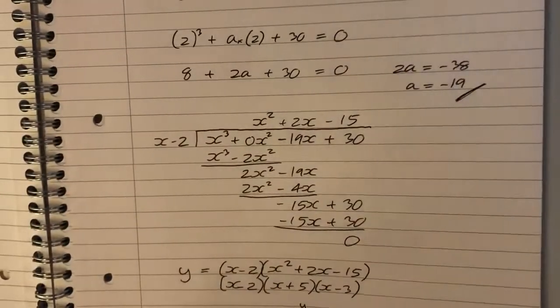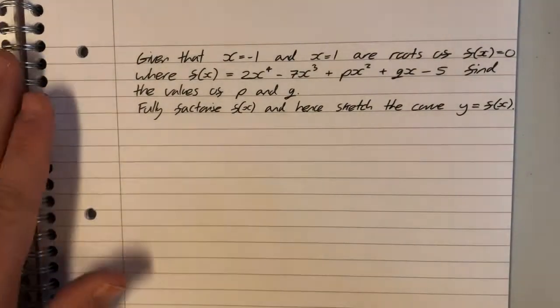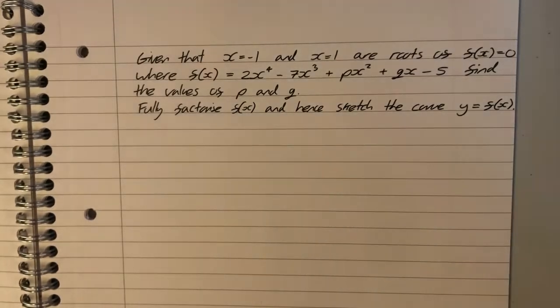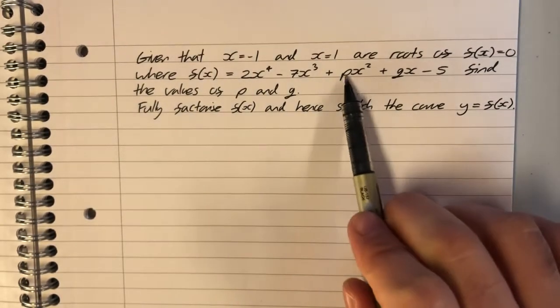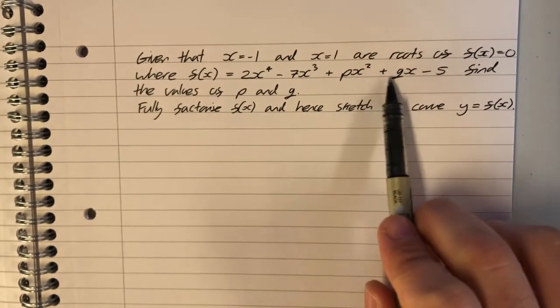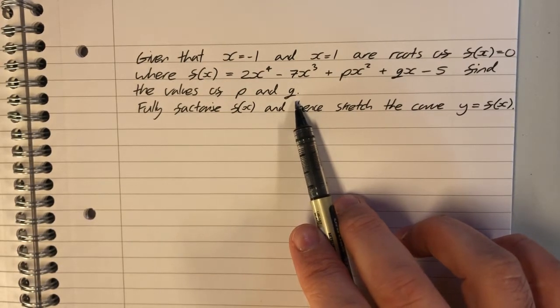Question 3. There's a couple of features in this question which, again, I wanted to draw your attention to, which is why I've popped this question in. This is my final question. So given that x equals -1 and x equals 1 are roots of f of x equals 0, where f of x equals this quartic with 2 unknown coefficients, p and q, it says find the values of p and q. So what I'm going to get now is a pair of simultaneous equations.